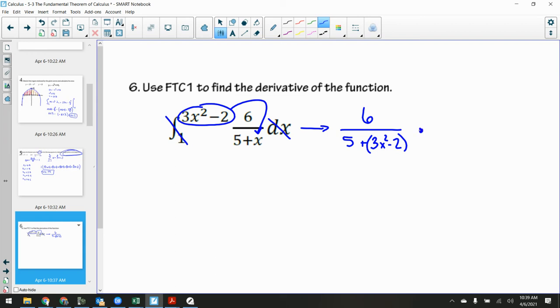Now, I have to use the chain rule because that's a function in itself. So I have to find the derivative of this as well. Finding the derivative of this outside piece gets us just the 6 over the 5 plus that plugged in. Then I also have to find the derivative of this piece, peeling back the layers, remember. So what is the derivative there? 6x. Kick it down front, multiply, lower the power. So this turns into a 36x over 3x squared plus 3. And look at that, I can divide by 3. So 12x over x squared plus 1. And that's my answer.